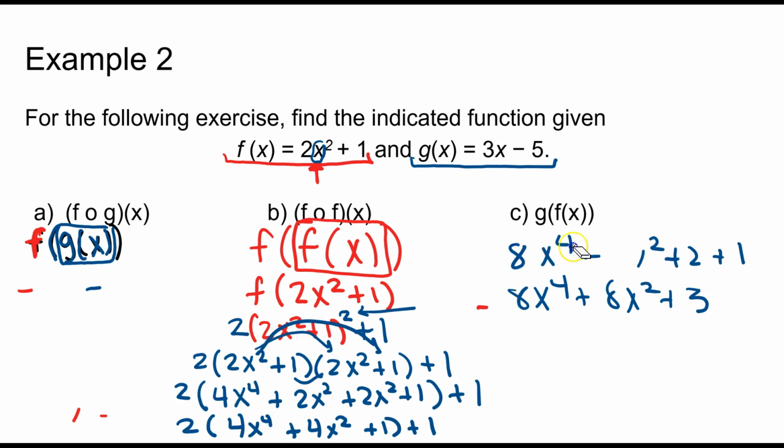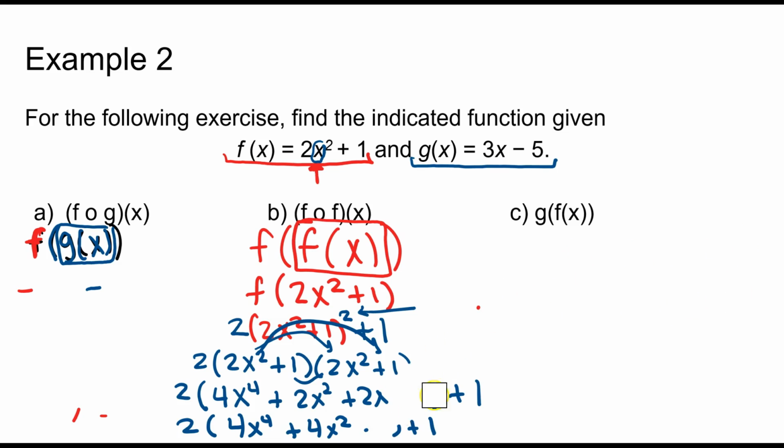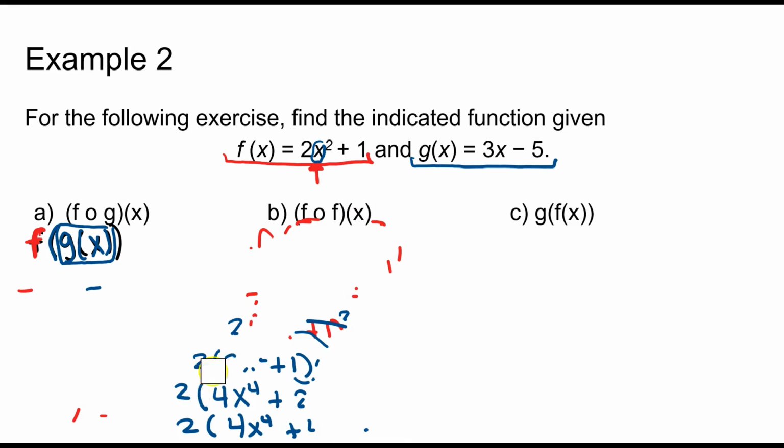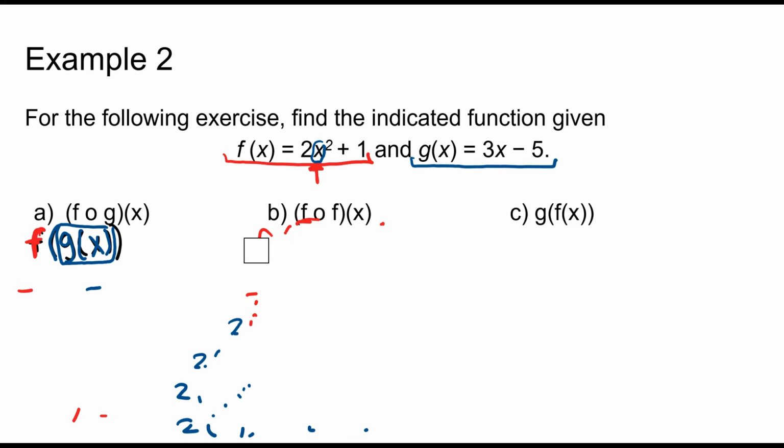Okay, let's make some space for this last one. All right, it's already in that notation that we like. So let's go ahead. We've got g of f of x. So let's box our innermost function, our f function. So that's 2x squared plus 1.